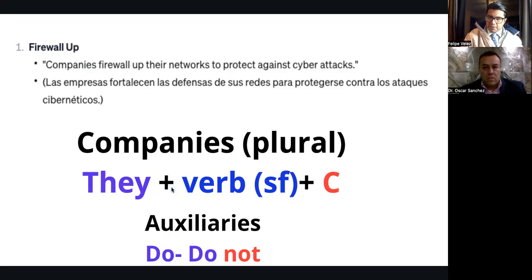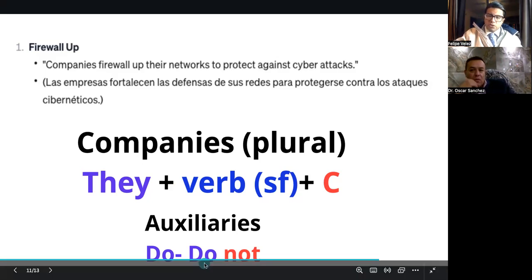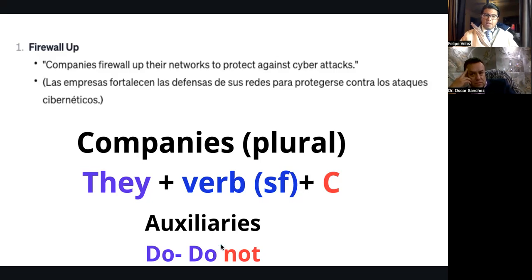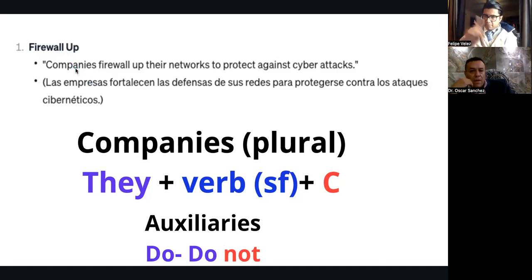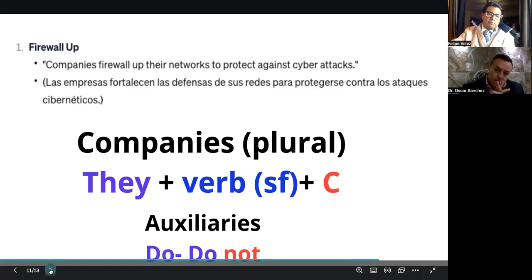That's an affirmative sentence. But what if I have to say they don't? So I say companies don't firewall off their networks to protect against cyber attacks. You see, very simple. So we only use do for questions, or to deny, or to say no. Understand? Again, repeat after me. Companies do not firewall up their network to protect against cyber attacks. Very simple. Very good. Now, next.